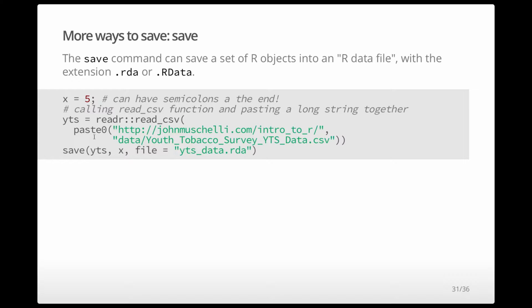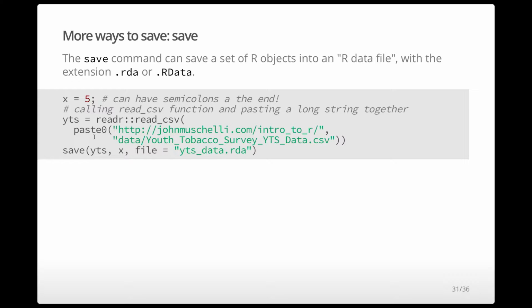So I have x, and then I have yts. I'm going to read in, using the read CSV function, this long URL, johnmichele.com, whatever, in the data folder, that data we read in yesterday. We'll talk about some of the syntax a little later. I'm using the read CSV function from the readr package, and I paste this string together because it's way too long on the screen, so I made it into 2 lines so you could read it. So now we have yts and x in memory in R.